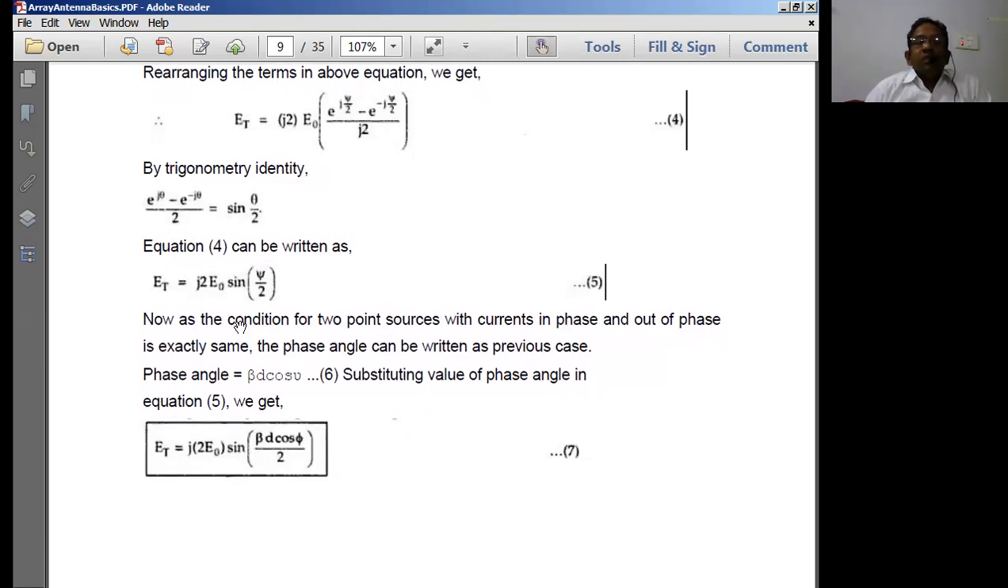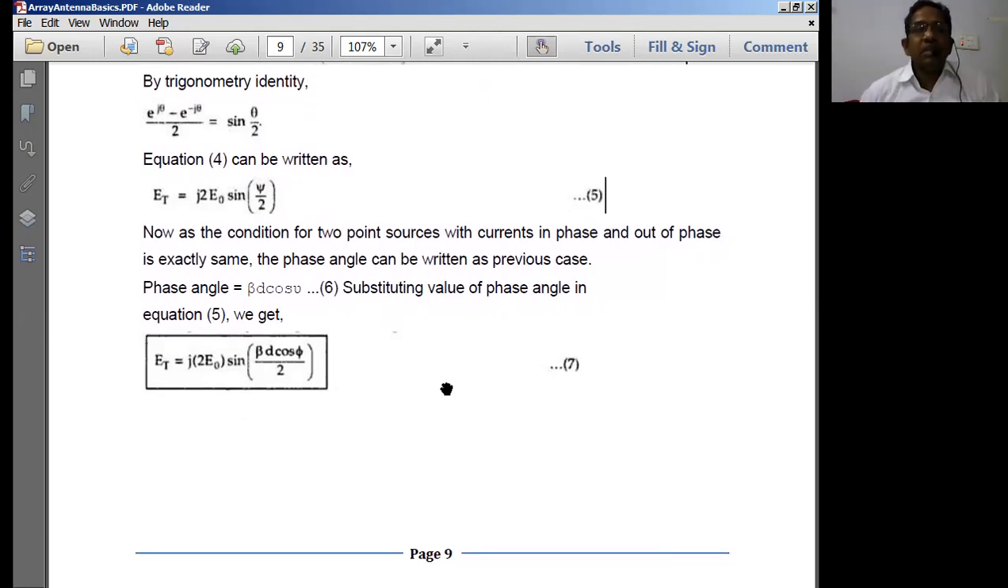So by substituting with that formula, what we can have now here, E in Et is equal to 2j as it is, E naught as it is, and this is written as simply equal to sine xi by 2. Instead of theta, I have simply xi by 2. So therefore, I'll write it with a xi by 2.